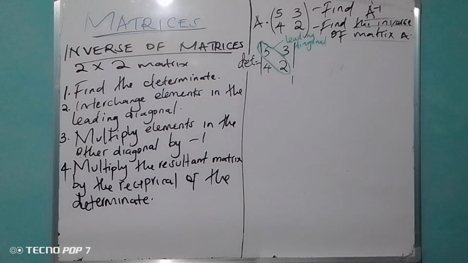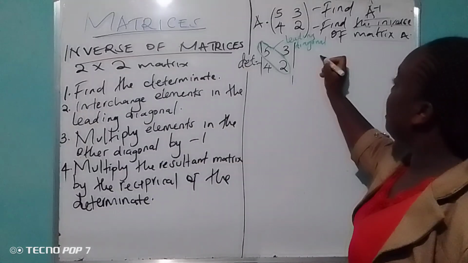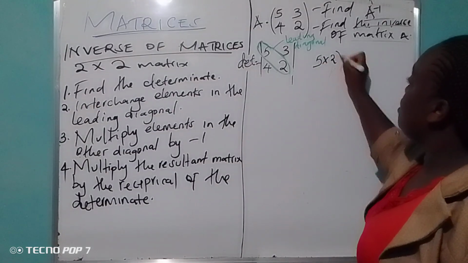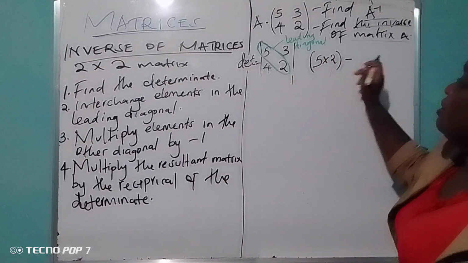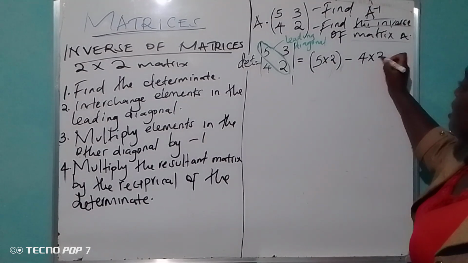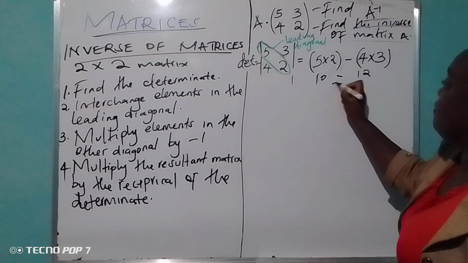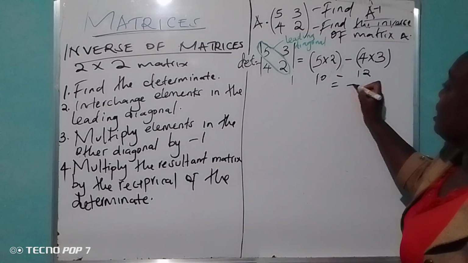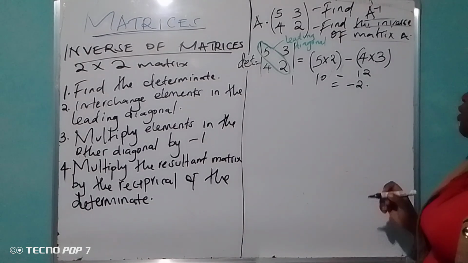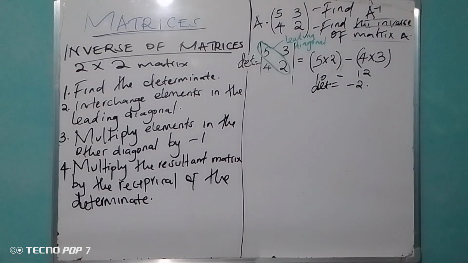So we multiply elements on the leading diagonal, 5 times 2, minus elements on the other diagonal, which is 4 times 3. So it is 10 minus 12, which equals -2. So the determinant is -2.